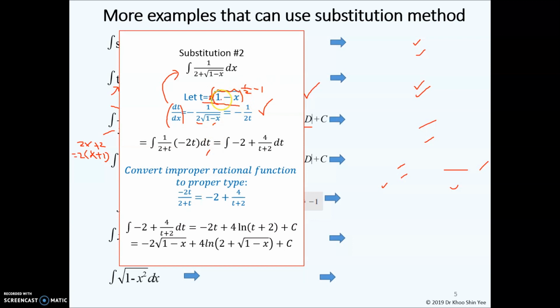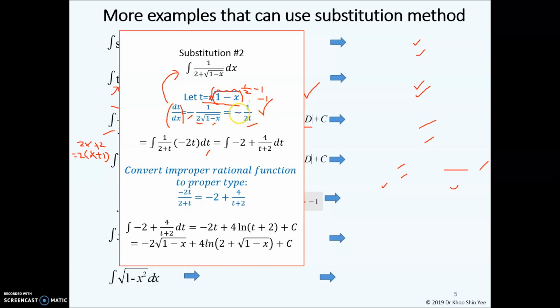differentiate the term inside 1 minus x, you get negative 1. So you have to multiply with negative 1. And the square root 1 minus x here, you can substitute with t. So you get negative 1 over 2t here. So this is your differentiation result.